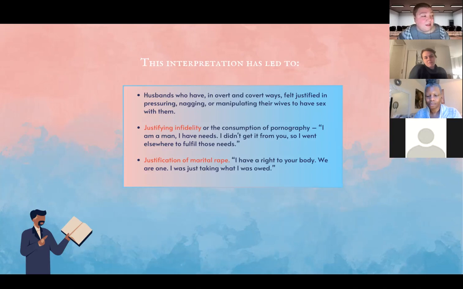This line of thinking has led to everything from husbands who have in overt and covert ways felt justified in pressuring, nagging, or manipulating their wives to have sex, to justifying infidelity or the consumption of pornography. "I'm a man. I have needs. I didn't get it from you, so I went elsewhere to fulfill those needs." To being a justification for marital rape. "I have a right to your body. We are one. I was just taking what I was owed."